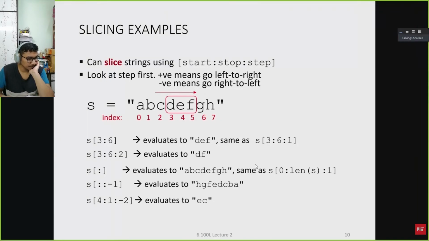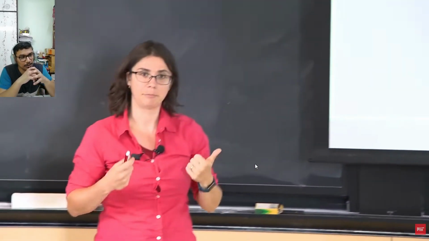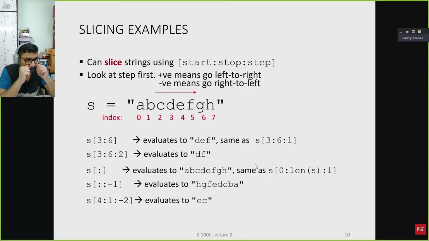What if the step was 2? Same thing as we just did, except the step is 2. Again, the step is positive, so we work our way left to right. We start at index 3, so we grab the D, and we create a new object which starts with the character D. We skip the E, because the step is 2, take the F, and that's it. We've worked our way up to, but not including, the element at index 6.